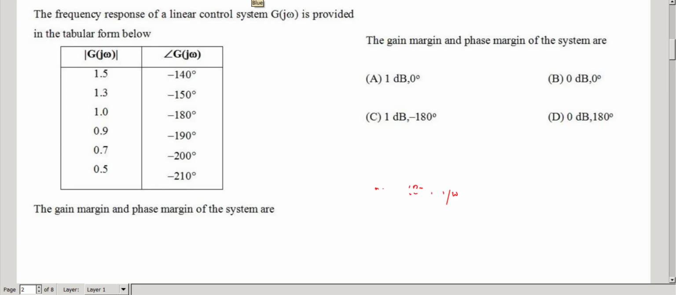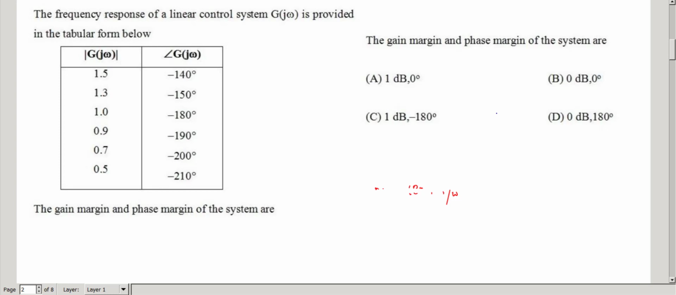Let's see the first question. The question is about to ask the gain margin and phase margin. The frequency response is given in tabular form. What is the gain margin and phase margin?